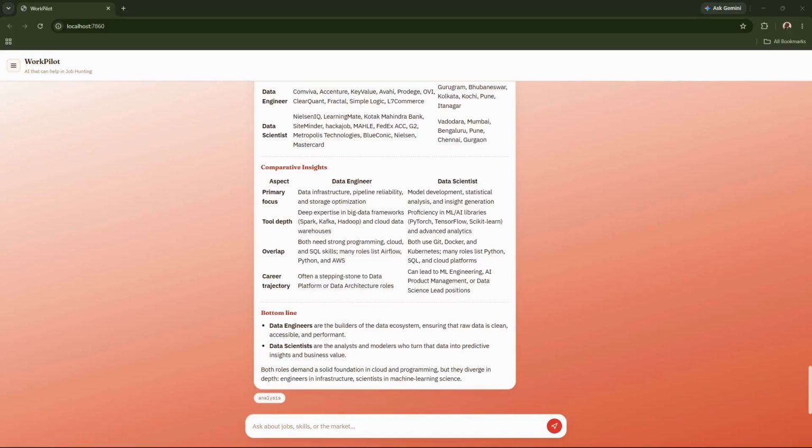So let us understand what is happening behind the scenes. The agent first recognizes that this is an analytical question. It needs broader context, so it switches to a different path internally, aggregating across listings instead of just retrieving them, and gives a proper comparative answer.